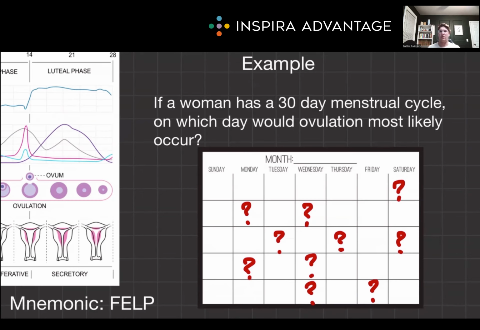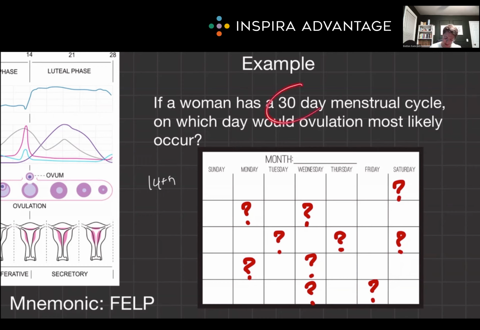Now, let's do a quick question to make sure that you're getting what you need to from this video. If a woman has a 30-day menstrual cycle, on which day would ovulation most likely occur? Well, to solve this problem, we need to remember that ovulation typically occurs around the middle of the menstrual cycle. So we were just talking about a 28-day cycle, and on the 28-day cycle, we know ovulation happens on the 14th day.